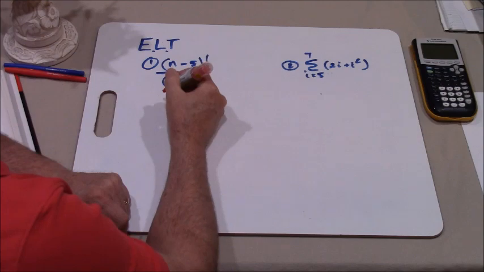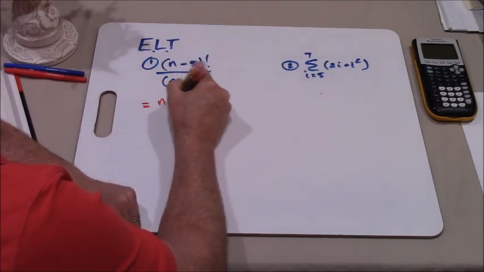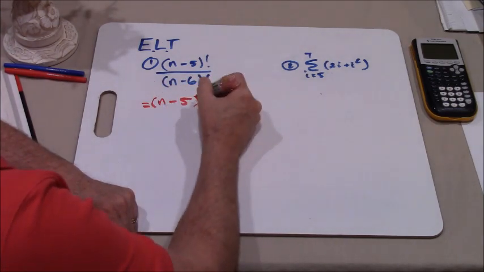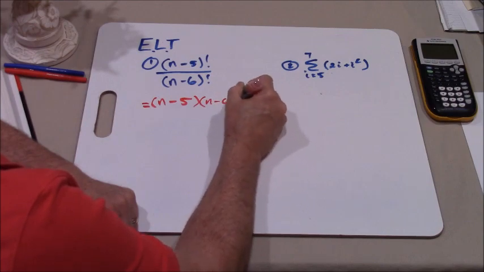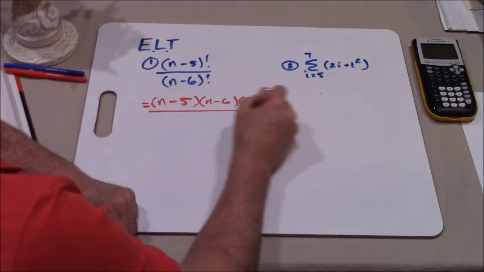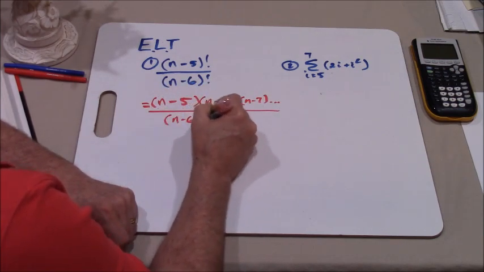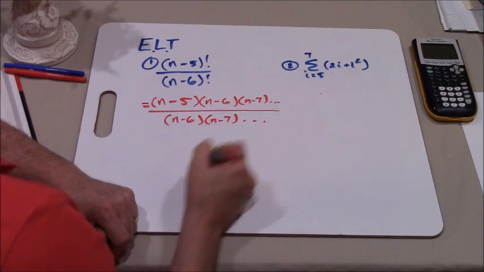So for the first one, I would look at this and say, well, this is n minus 5. And now I got to subtract 1, so the next one down would be n minus 6, and then n minus 7, and that'll keep on going. In the denominator, I'm going to start at n minus 6, subtract 1 from that, you get n minus 7, and then you keep on going.